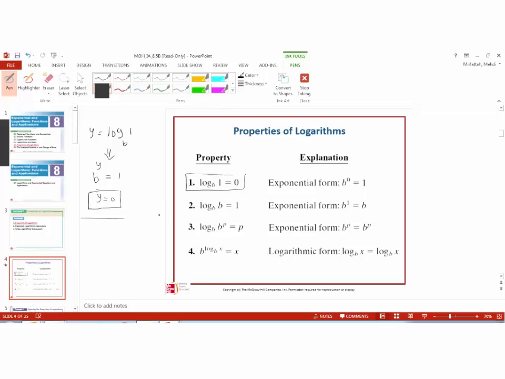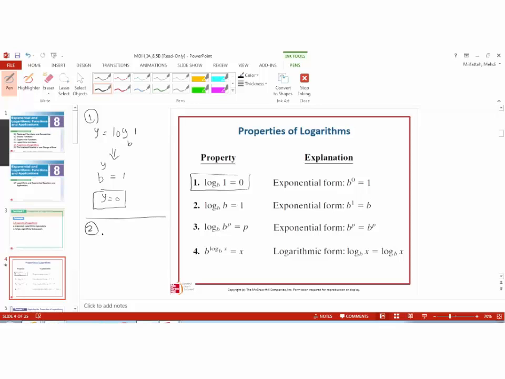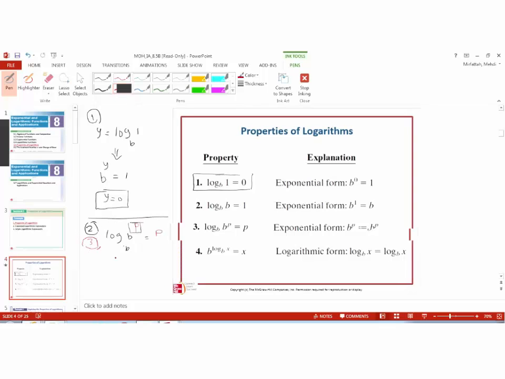Now the second one, you can also verify the second one. We talked about that before. If the base of the logarithm is the same as the base of the exponential here, the whole thing would be equal to this exponent here. So there's no number, there must be 1. This is equal to 1. And if this is the number 3, then that would be equal to p.